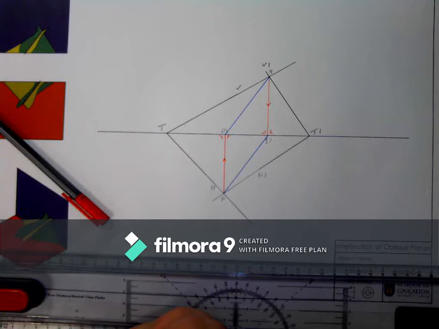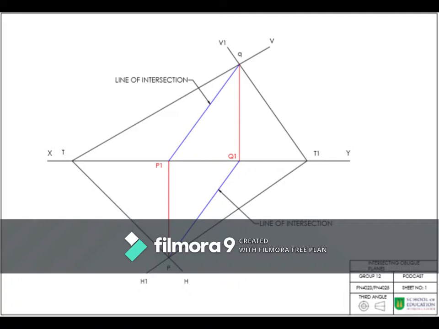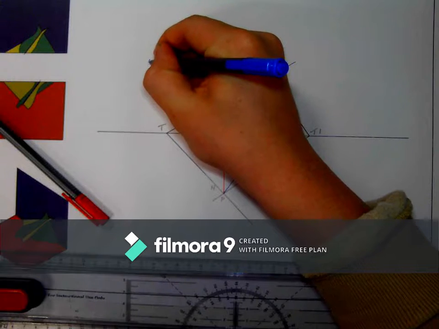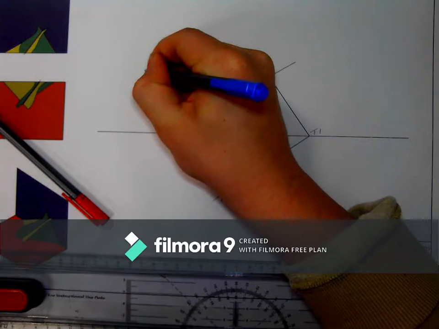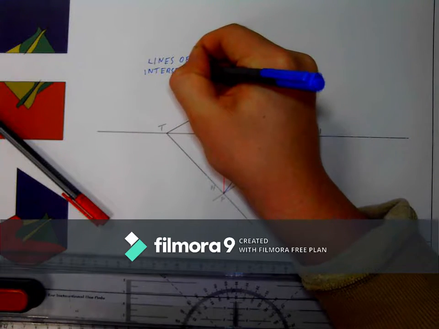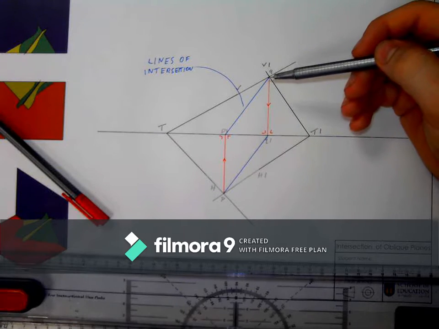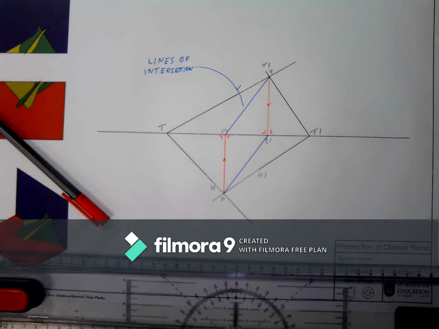What do you think these two lines are now? So these lines are our lines of intersection. So these lines represent where both of the oblique planes intersect. From this now, we can start to find our true length of the lines of intersection.